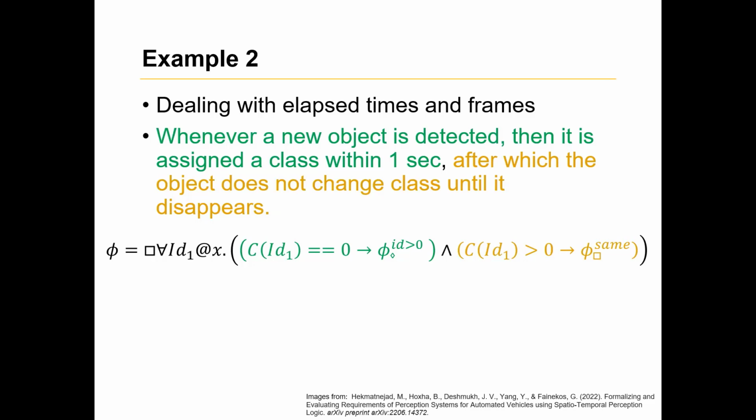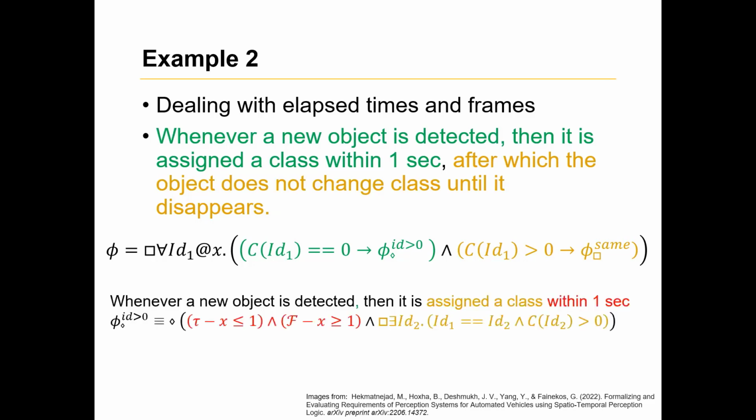What the internals mean is that if you look at this sentence, whenever a new object is detected, then it is assigned a class within 1 second. So a new object has been detected here. How do you define this? You write constraints in terms of times and frames. So what these two conditions basically mean is the time passed is less than 1 second. That's why tau minus x is less than 1. But at least 1 frame has passed. So we are looking at the next frame. We are in time, less than 1 second. In terms of frames, we are at least moving forward. We are not on the same frame.